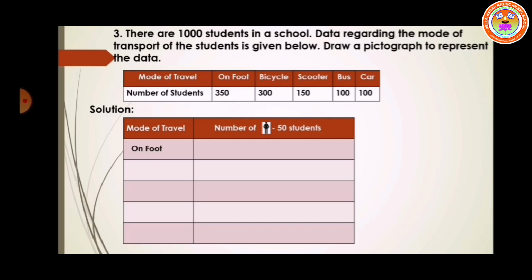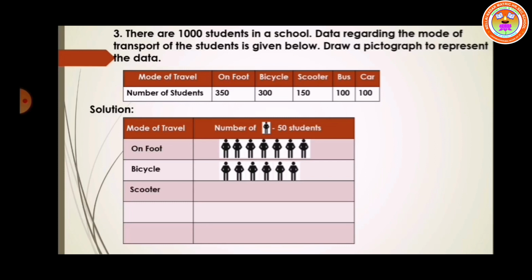So, 350 students divided by 50. 0, 0 get cancelled. 5 7s are 35. So you have to draw 7 stick figures. Next, bicycle. 300 students. So, 300 divided by 50. 0, 0 get cancelled. 5 6s are 30. So you have to draw 6 stick figures.